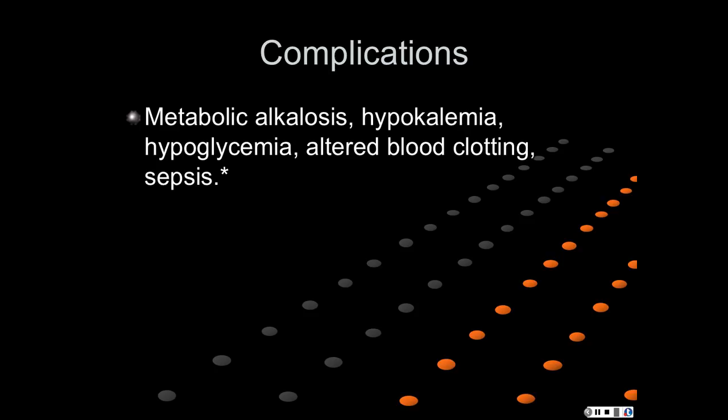Okay, complications of acute liver failure, things like metabolic alkalosis, hypokalemia, hypoglycemia, altered blood clotting, sepsis, because if you remember, we talked about the fact that they are on a protein diet. Systemically, they are so ill. Their resistance is decreased, so they will pick up any infection very easily.